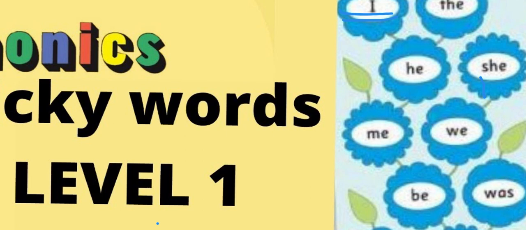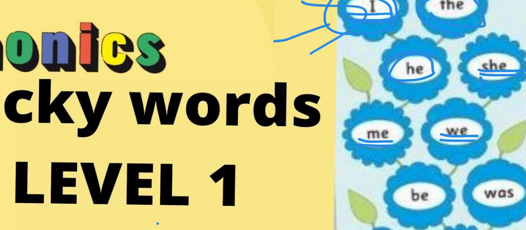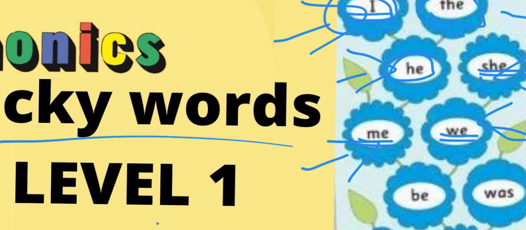I, the, he, she, me, and we. Now one more time. I, the, he, she, me, we. These are called what? Tricky words.